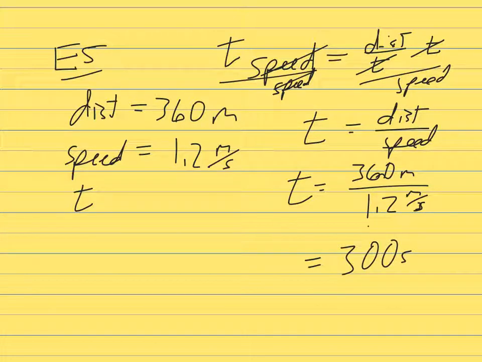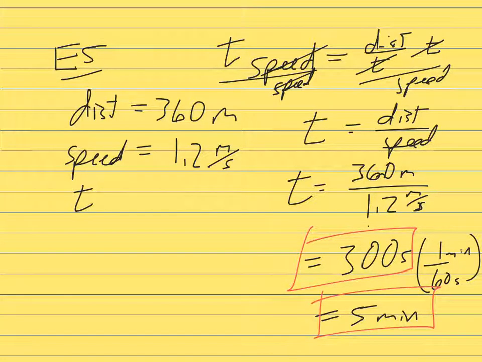If you answered 300 seconds, great. You might also have converted that into minutes. You can multiply by a conversion factor: 60 seconds is equal to 1 minute. 300 divided by 60 would be 5 minutes. So either 300 seconds or 5 minutes, either of those is a perfectly valid answer.